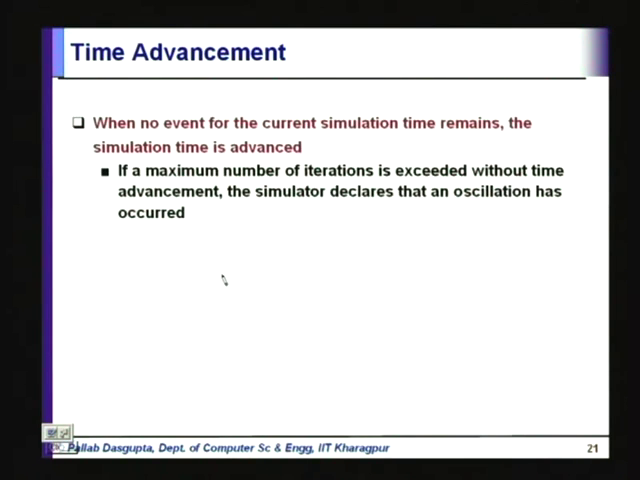Then time advancement. When do we advance time? When no event for the current simulation time remains, the simulation time is advanced. If a maximum number of iterations is exceeded without time advancement, the simulator declares that an oscillation has occurred. Right. This is the criterion for terminating when your circuit is not stabilizing. There is a combinational loop and it keeps on scheduling events and does not terminate. I mean, there can be some more ideas on this by looking at the structure of the circuit, etc., but broadly this is the philosophy of what is done.